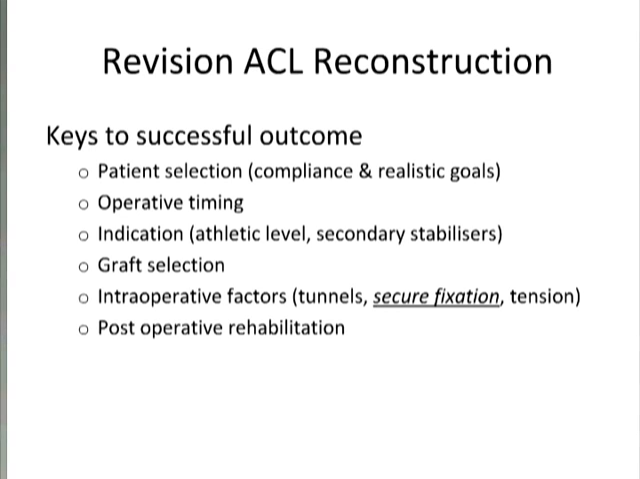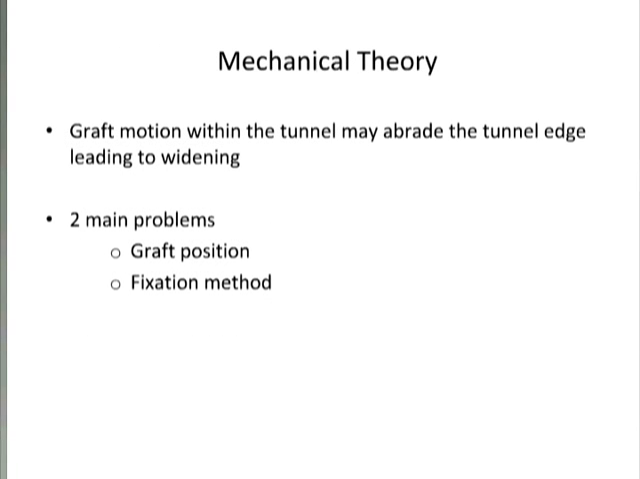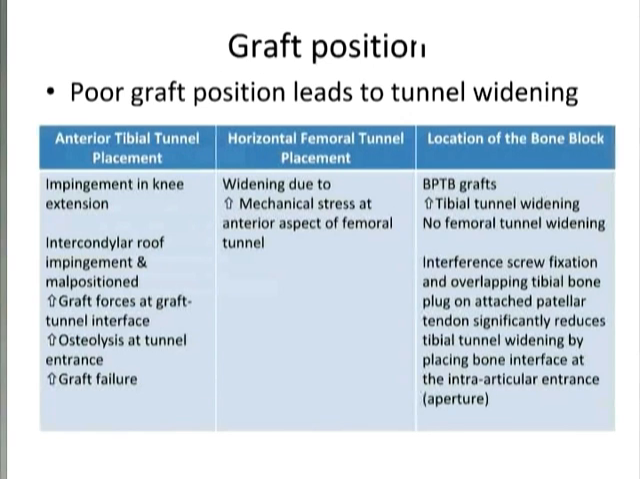So the theory of tunnel widening, the mechanical theory, is that graft motion within the tunnel may abrade the tunnel edge, and that might lead to widening. And as I've said before, there are two main problems: the graft position and the fixation method. So poor graft position leads to tunnel widening. Anterior tibial tunnel placement causes impingement of the knee in extension, and that causes increased graft forces at the graft tunnel interface, which in turn causes osteolysis and subsequent graft failure.